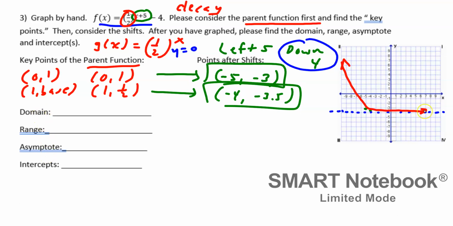So domain from left to right is going to be negative to positive infinity, because we have the graph going forever this way and forever this way. The range would be bottom to top, so the lowest value that we have is negative 4 not included, and the graph skyrockets to positive infinity. And don't be dismayed by the fact that the graph is going the opposite direction. If you're still thinking bottom to top, even though this is decreasing from left to right, it is still increasing up to infinity. The asymptote we said was now the line y equals negative 4.